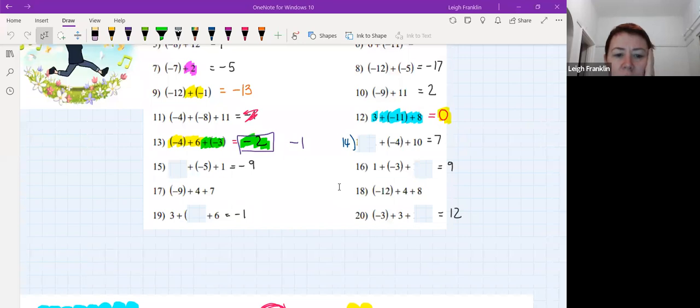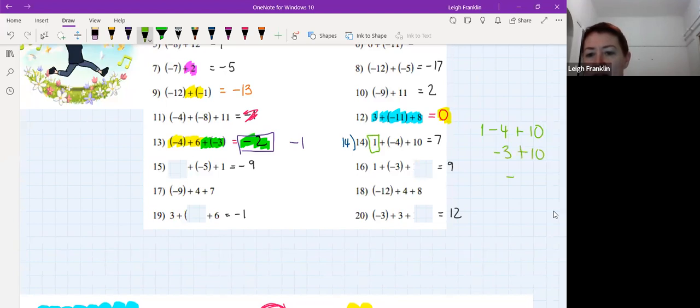Amanda, you say we've got to start at 14. So you're saying that this block over here, the value is 14. What do you say, Lotion? 14, ma'am. Okay, no, we're going to start at 1. So if we start at 1 and we take away 4 and then we add 10, 1 take away 4 is negative 3, and negative 3 plus 10 gives us positive 7.